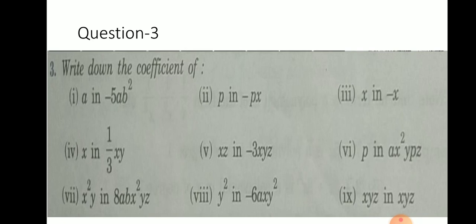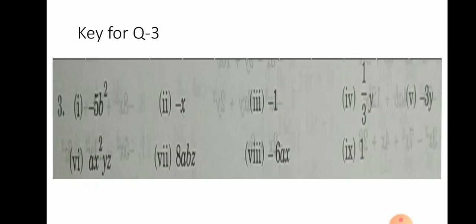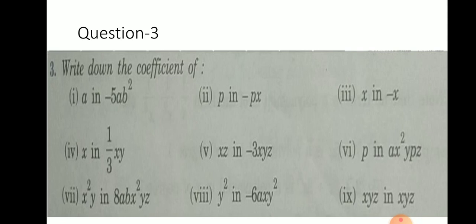And the third one, very important, x coefficient we want in minus x. So in minus x, except x, there is no numerical value, there is no other variable, only minus symbol is there. So in such a case, its coefficient will become minus 1. Understood? So you can observe the third answer here in this key. So minus 1 is the coefficient of x, right? Now the fourth one, coefficient of x we want in 1 by 3 xy.